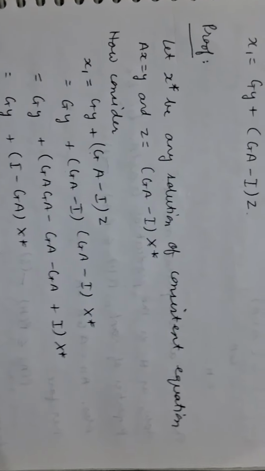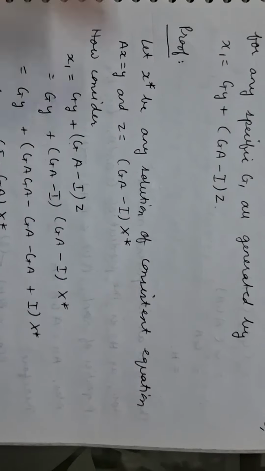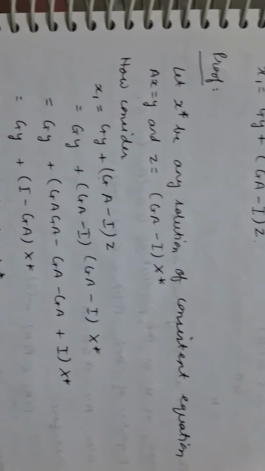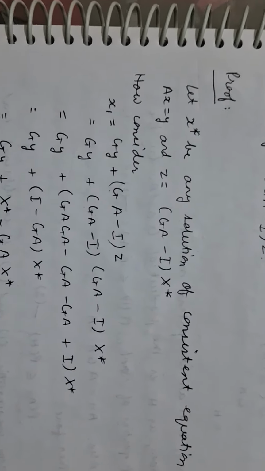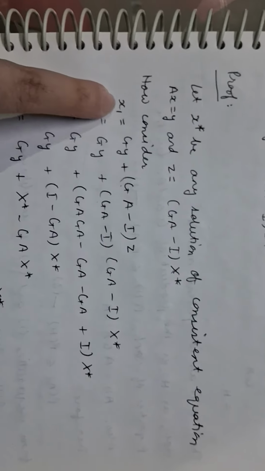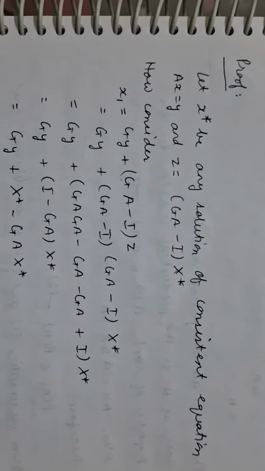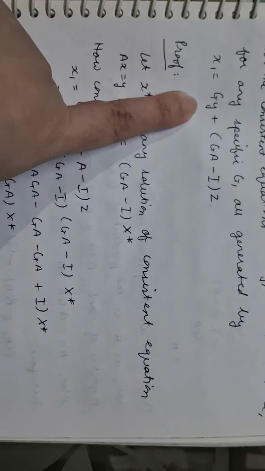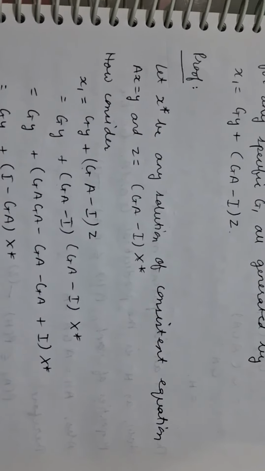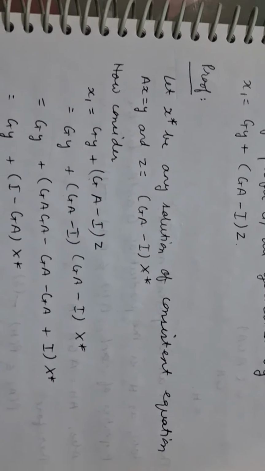Now to prove this, let x star be any solution of the consistent equation Ax = y, and z = (GA - I)x star. If we consider this x1, which is what has been considered in the theorem, then from here we start: x1 = Gy + (GA - I)z.